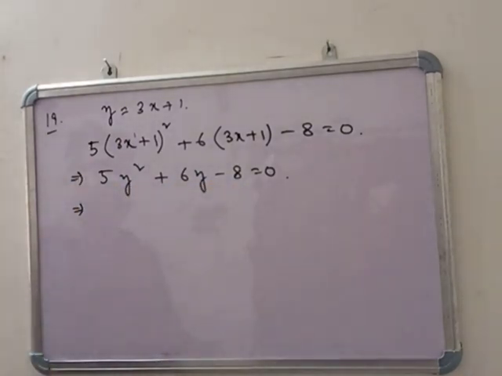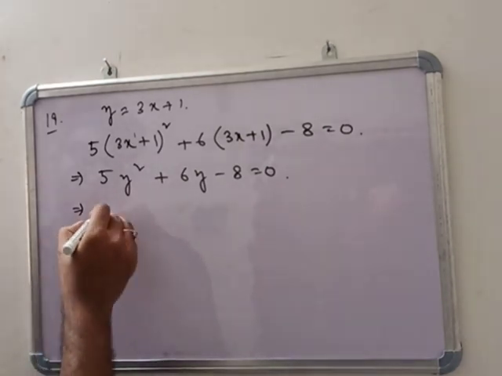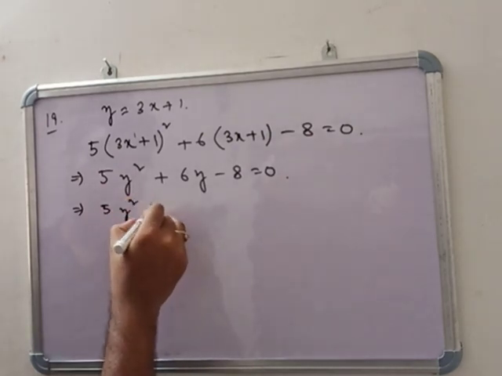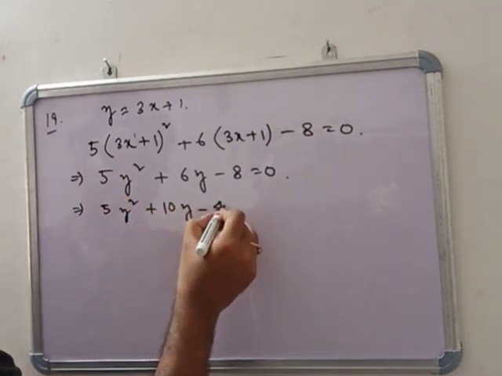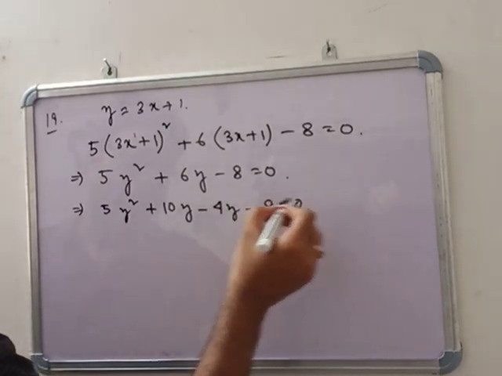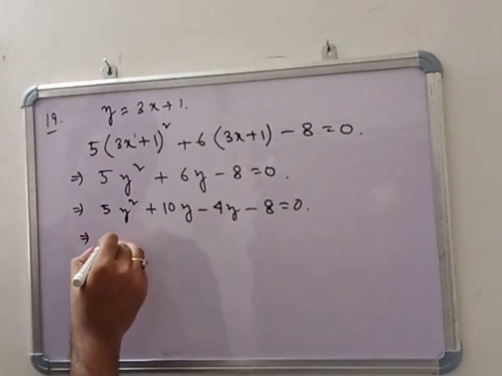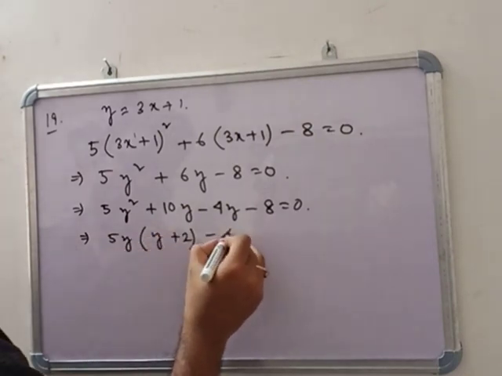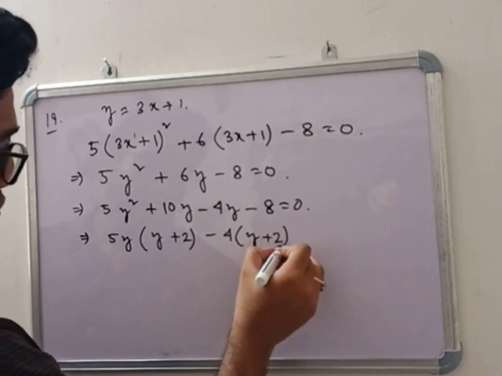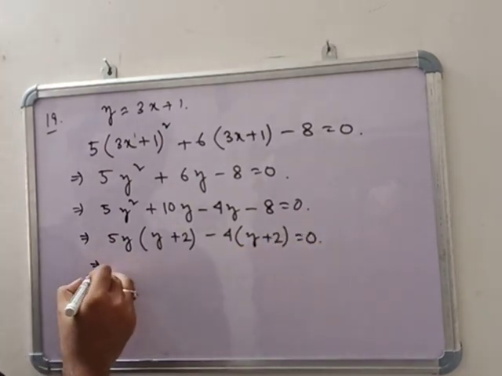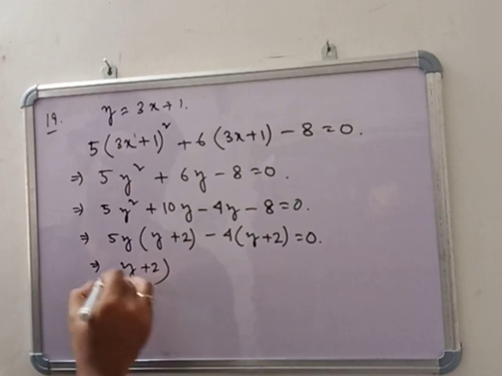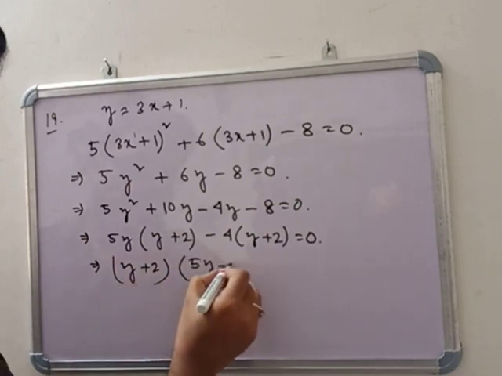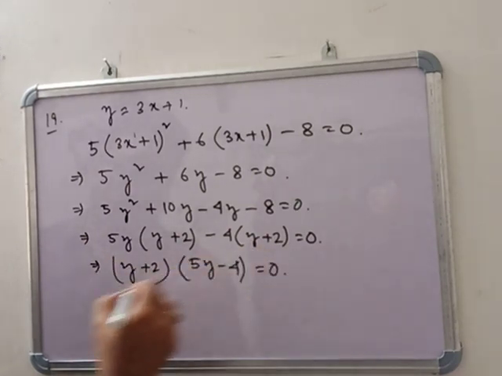8 into 5 is 40. So you have to divide 40 and get 6, that means 10 into 4. So 5y square plus 10y minus 4y minus 8 equals 0. That means 5y common, y plus 2, minus 4 common, y plus 2 equals 0. That means y plus 2, 5y minus 4 equals 0.